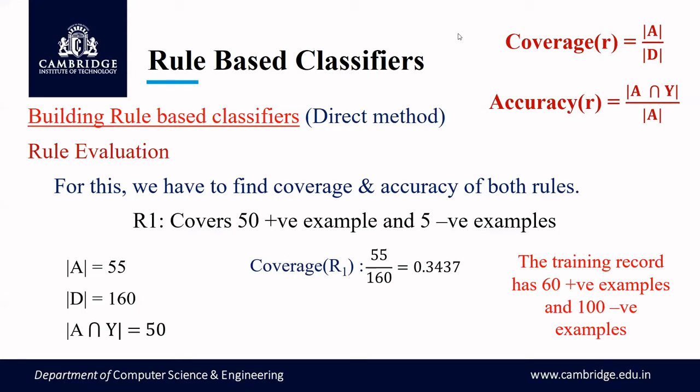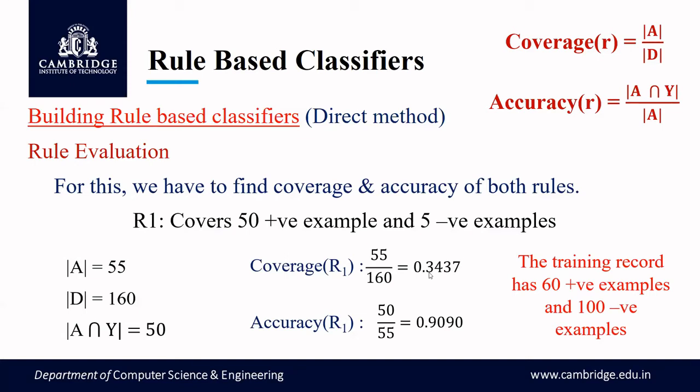And then find the accuracy also. What is the accuracy? Accuracy will be equal to 50 by 55, which is 0.9090. If I convert this into percentage, rule 1 covers approximately 34% of the training records, and the accuracy is approximately 91%. So rule 1's accuracy is 91%, whereas rule 1's coverage is approximately 34%.